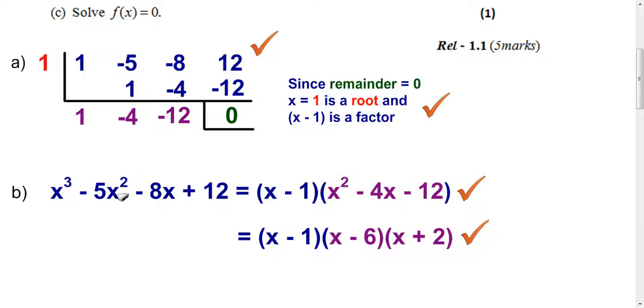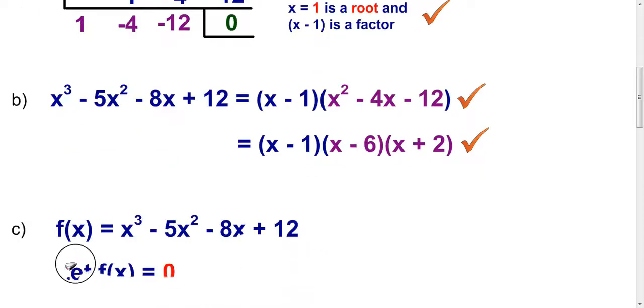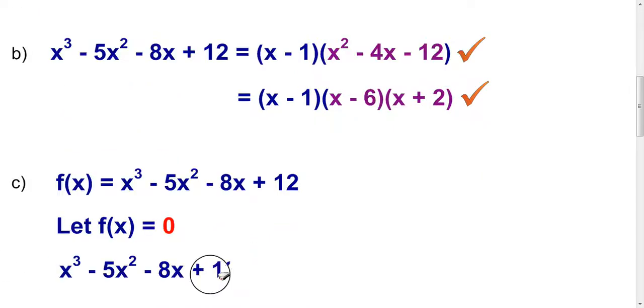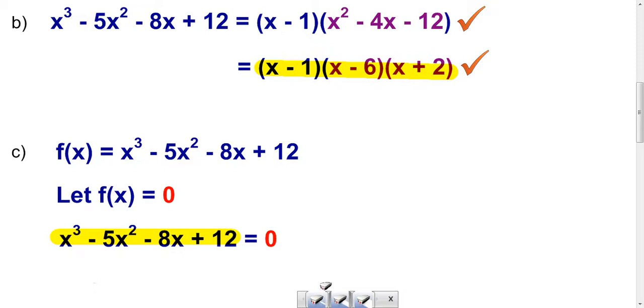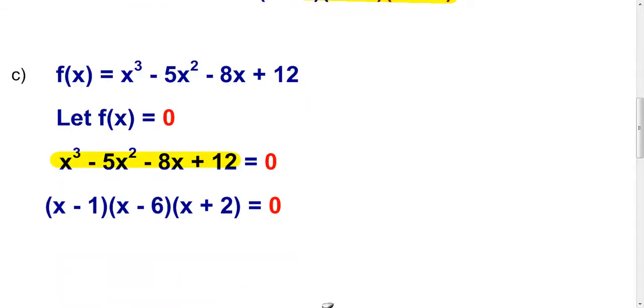And finally we have to solve the function equal to 0, so let that equal to 0 in part C. So if that equals 0, then what we're saying, because that's equal to 0 and this part here is exactly the same as this bit here, then we can set the brackets equal to 0, which is much easier to solve. So that's really what we're doing. We're taking part B and setting the answer to part B equal to 0. Then to solve it, you just need to make the individual brackets 0.